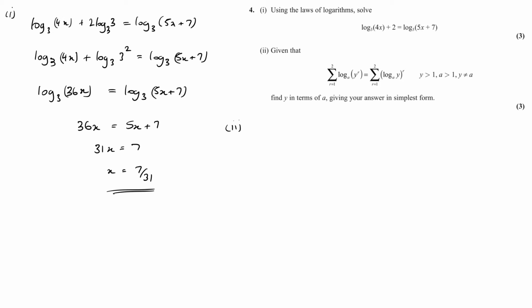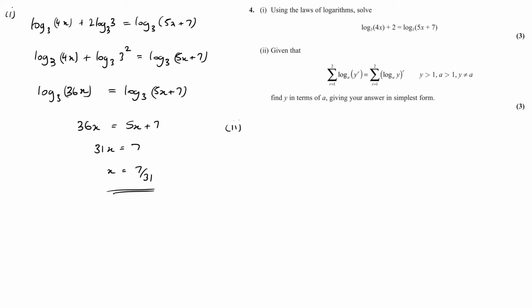Right, let's look at part 2. So we've got here a sum and a sum. Right, given that this equals that, find y in terms of a, give your answer in the simplest form. So let's start with the left. It's a sum between 1 and 2. There is our r. So r equals 1 and r equals 2.